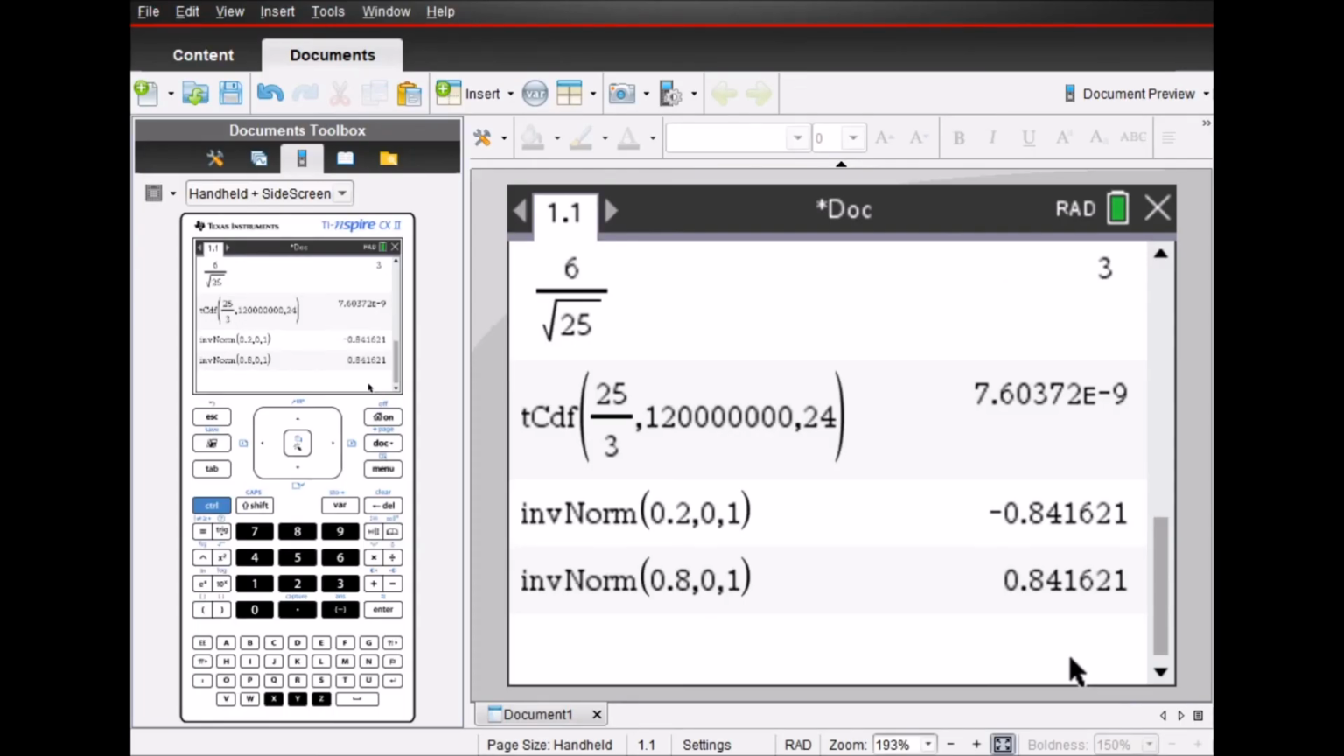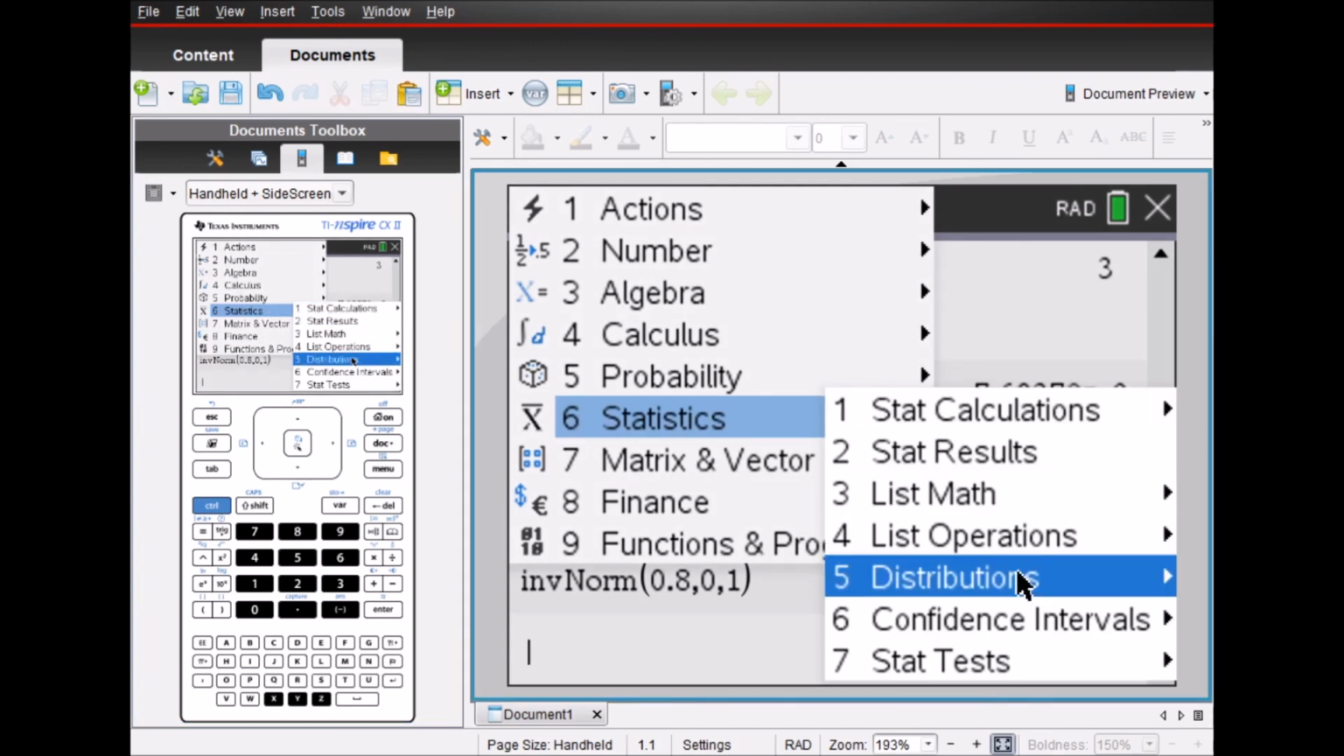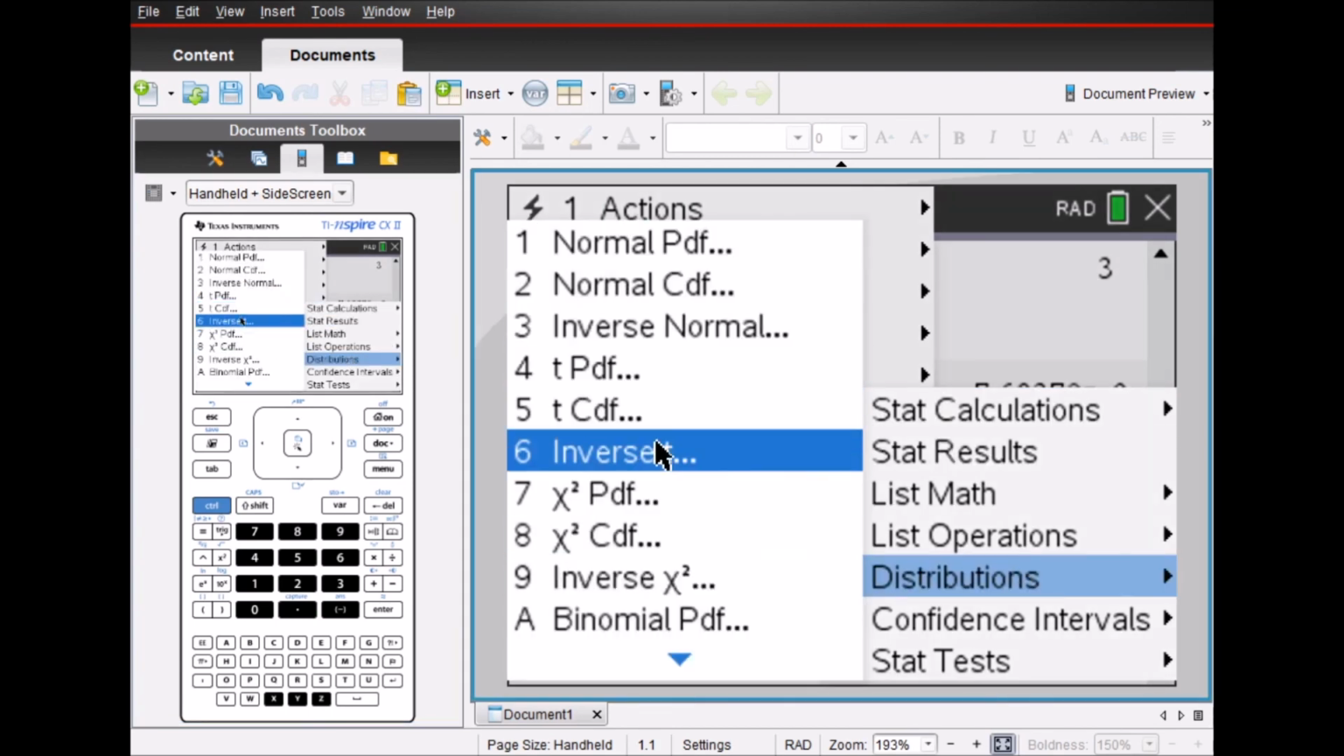Okay, last thing here, let's look at inverse T. So inverse T, of course, is going to do the opposite of what TCDF did. Just like how INVNORM gave us a z-score from a probability, inverse T is going to give us a t-score from a probability. So let's go into the menu for this one. Got to actually be on my Inspire window. Let's go into the menu. We'll go to Statistics, Distributions, and Inverse T.